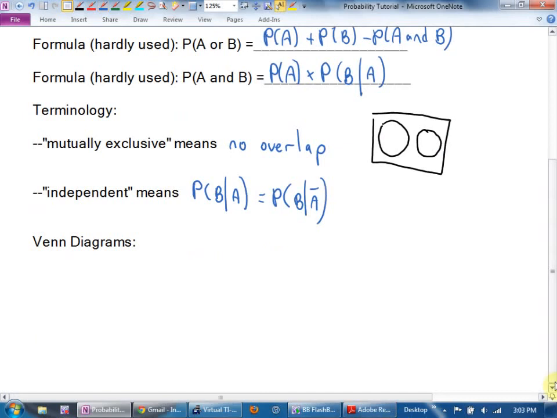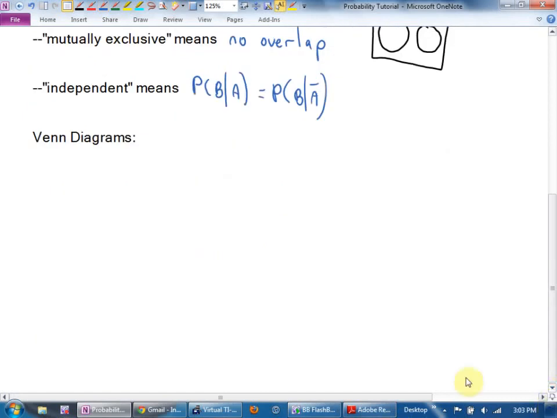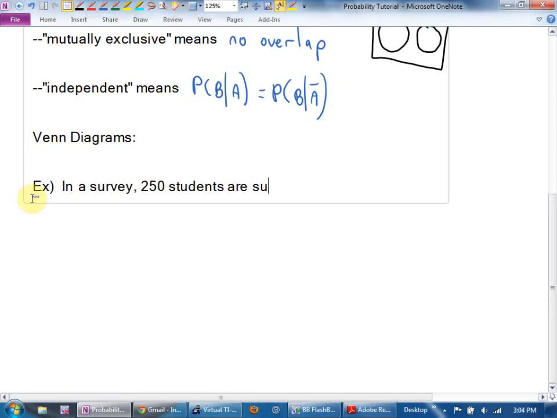We introduced the notion of Venn diagrams. This is going to lead us to some of the questions you're going to have to deal with. So I'm just going to make up some examples. Example: in a survey, 250 students are surveyed.